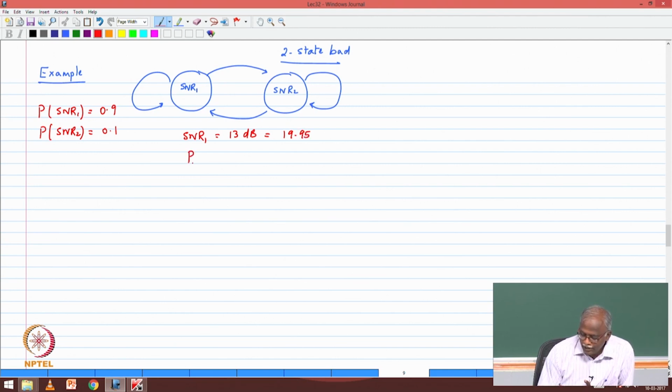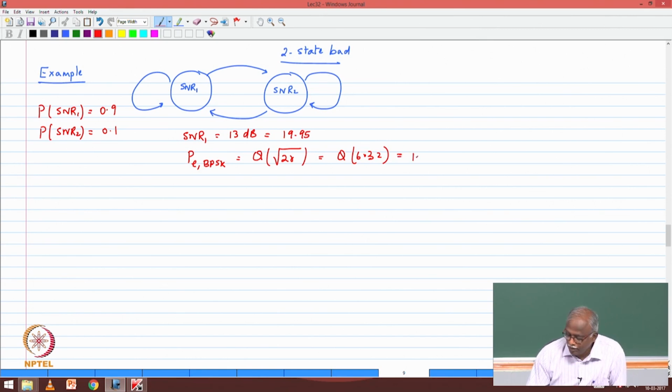So if you are looking at a BPSK system, just so that you get a feel for the numbers, this would be Q of root 2 gamma, where gamma is 19.95. You can please do the calculation. This would be Q of 6.32. 6.32, this comes out to be 1.37 times 10 power minus 10. For a wireless channel, this is amazing. And you're very, very happy that one of your states, which is there 0.9 of the time, I mean, it's a highly probable state. And of course, interested to look at what is the other state.